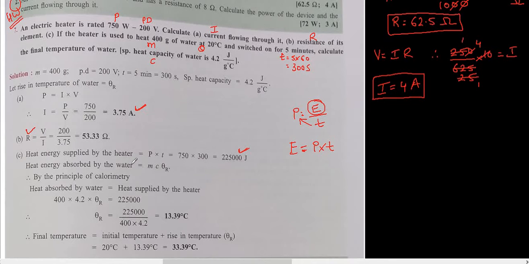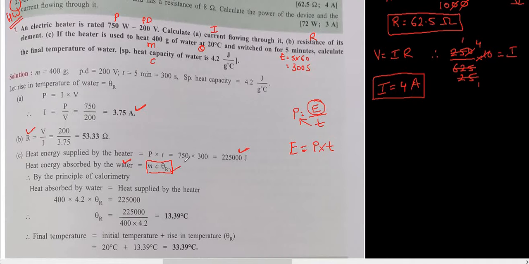So this is the energy that has been produced by the electric heater. This much amount of energy is used for increasing the temperature of water, which is at 20 degrees centigrade. So we will put mass 400, that is m c theta R, the formula for heat energy absorbed by the water. When the water is absorbing the heat energy, that means the temperature of the water is going to rise. That's why we are using theta R here, right?